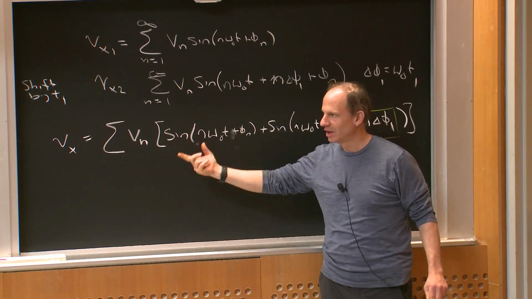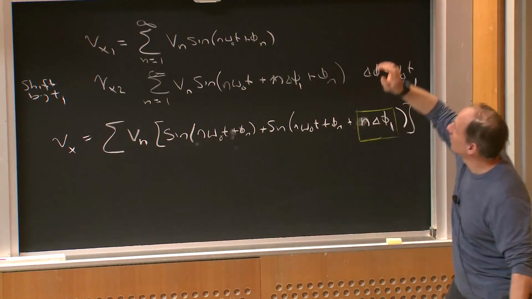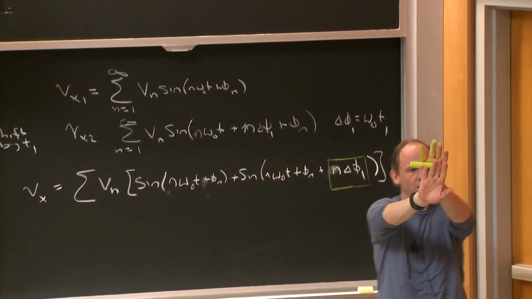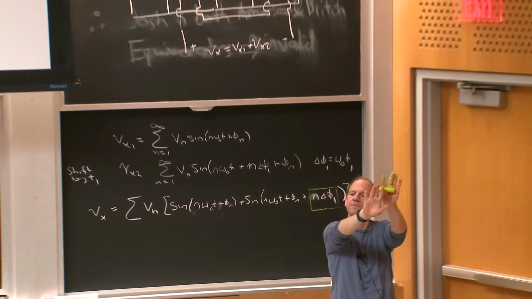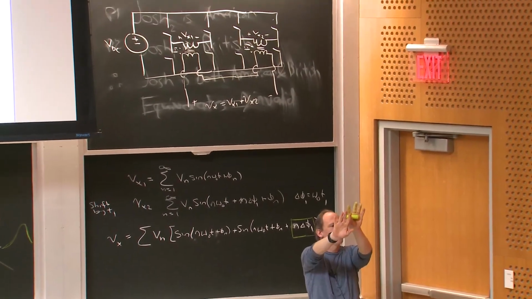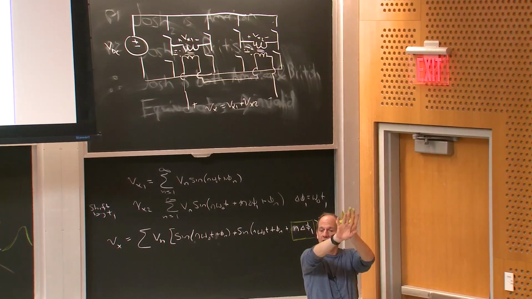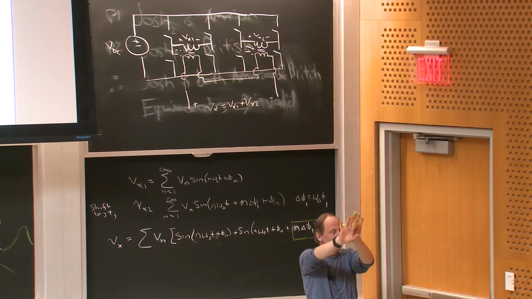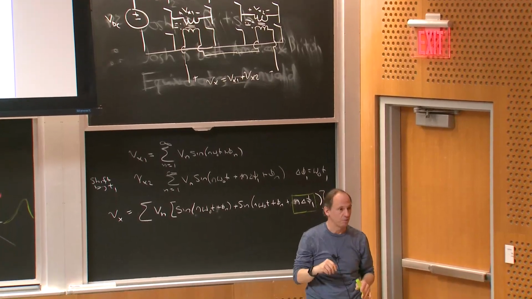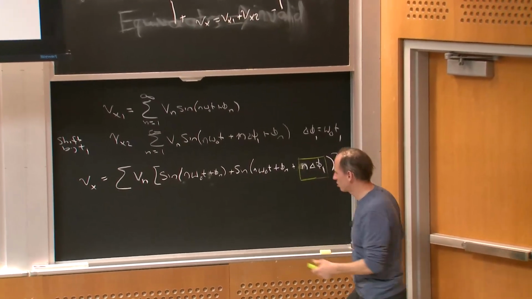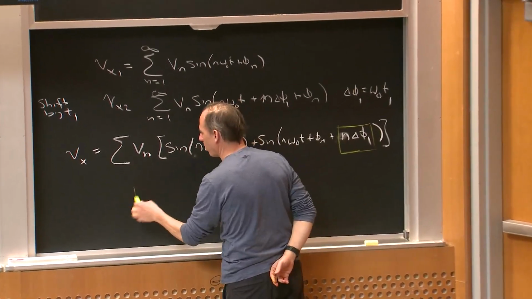So if I'm clever, if I build two waveforms that are shifted in time by just the right magic amount, such that when I add them, the harmonic that I care about is 180 degrees out of phase, it's going to cancel. This trick is called harmonic cancellation.